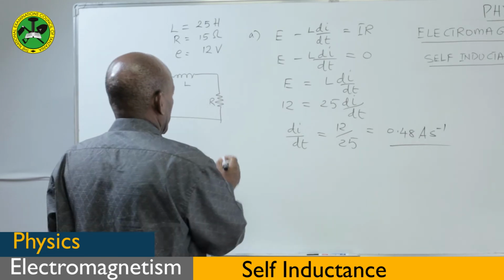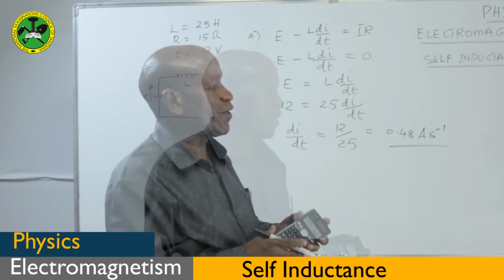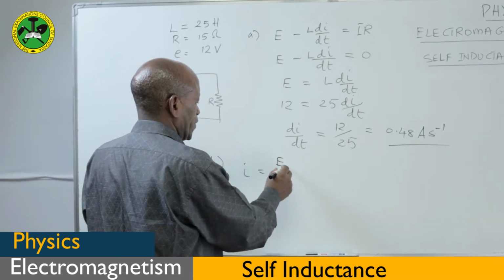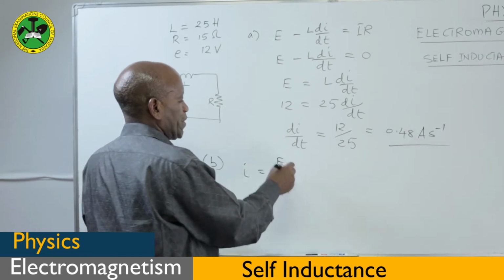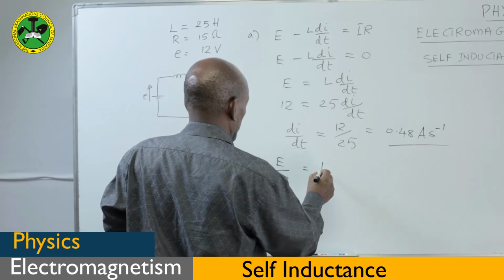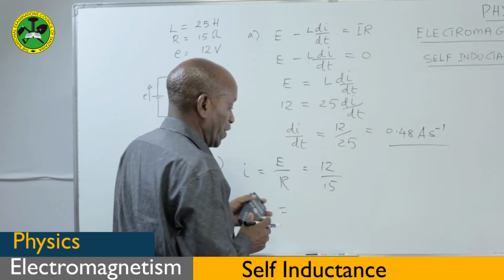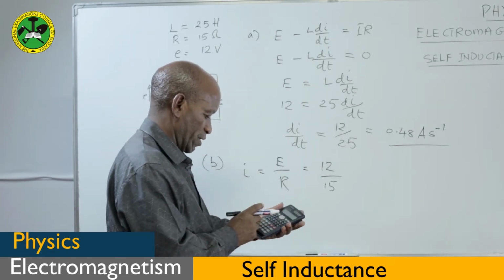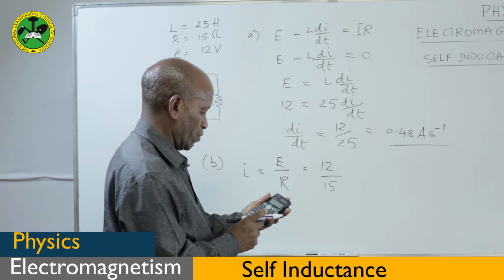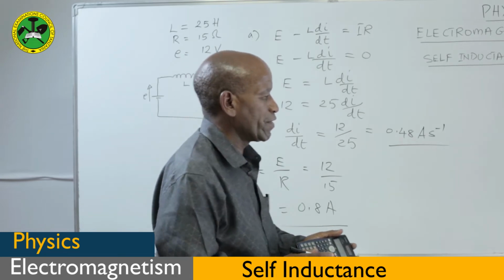Let's go to part B. We are looking for the final current. The final current is obtained from Ohm's law, I is equal to E over R, E being the EMF, the voltage of the battery, which is 12, and the resistance is 15. So the final current will be 12 over 15. Using your calculator, 12 over 15 is equal to 0.8. So that is B, the final current.